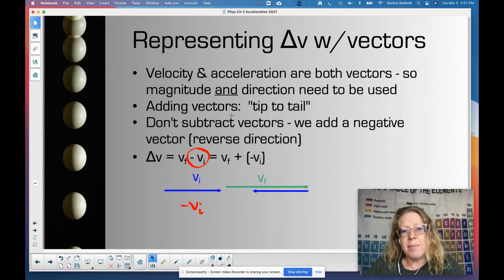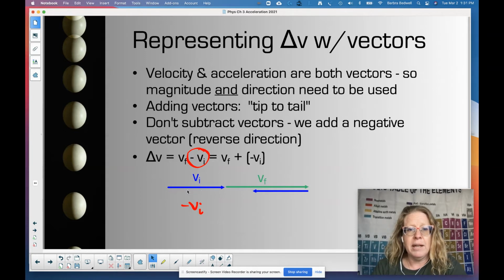Now, why does this matter? Because we need to add them up tip to tail. If we put them in this original format where it's the blue one and then the green one, they add up this way, but this gives us the sum of VI plus VF. We need to add them up so that we've got VF plus negative VI. So here we have them lined up tip to tail. There's their VF, and now we're taking away, in a sense, what VI is.